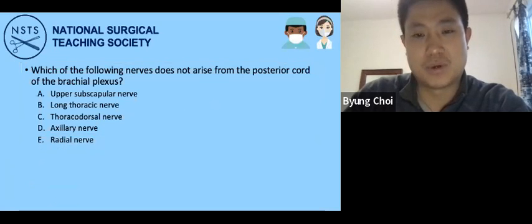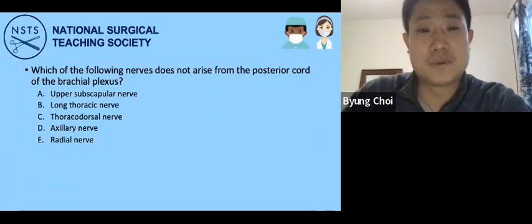And initiate the poll. Which of the following nerves does not arise from the posterior cord of the brachial plexus? A, upper subscapular nerve, B, long thoracic, C, thoracodorsal nerve, D, axillary nerve, or E, radial nerve.